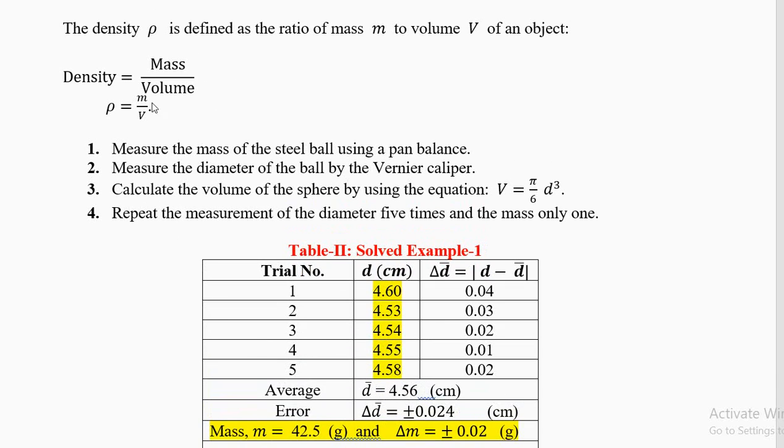Now you'll measure the mass using the digital balance and you'll measure the diameter using either a vernier caliper or a screw gauge. If the ball is small, if the sphere is small, you can measure with the screw gauge.